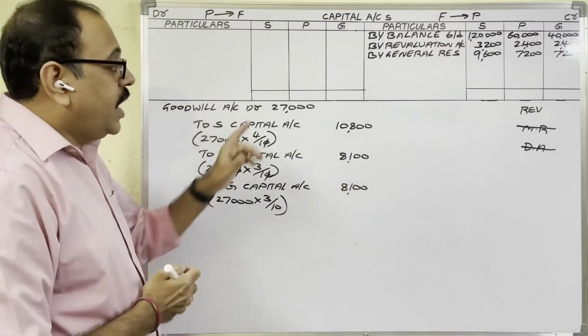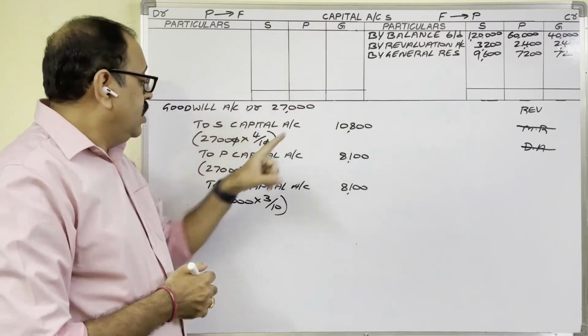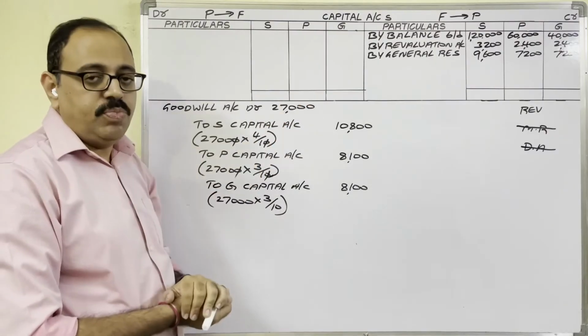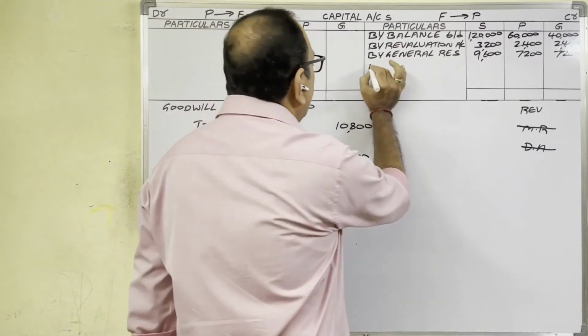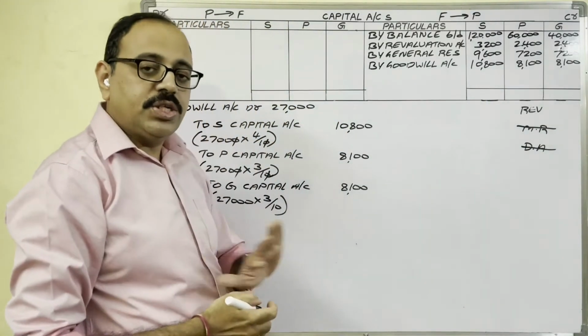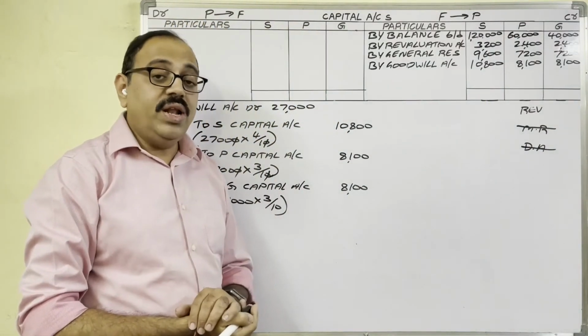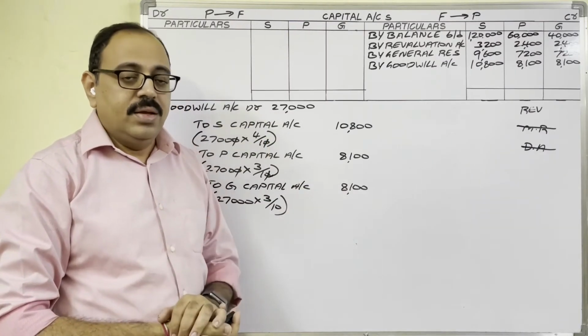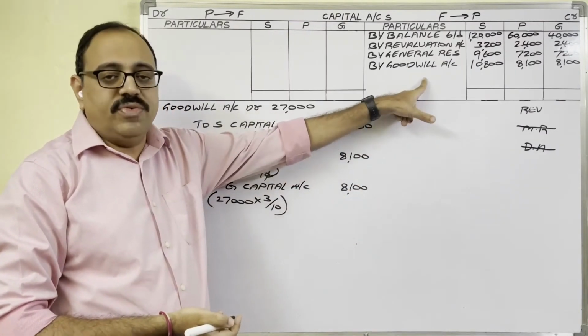Now, capital accounts we are preparing. In the entry, capital accounts are credited. Therefore, credit side we should post, by goodwill account. Write down the amounts. Goodwill adjustment is also completed. Goodwill: the firm has to pay to the partner if they retire. That is why credit side we are writing goodwill.